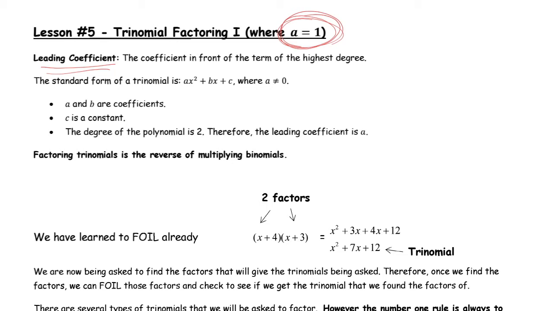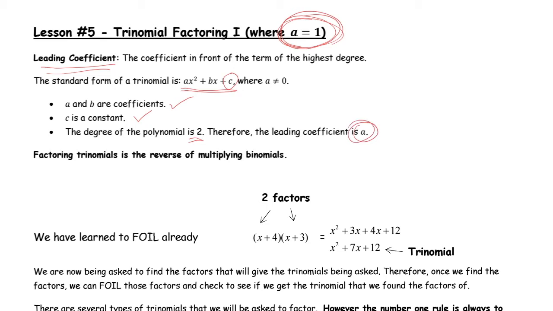In standard form, the form of a trinomial is going to be ax squared plus bx plus c. And we don't want a to be equal to 0. A can be anything other than 0 here. Now, a and b are considered coefficients. C is going to be that constant, because it's sitting there all by itself without a variable multiplied through. The degree is going to be 2. And so as a result, we've got this leading coefficient of a here.